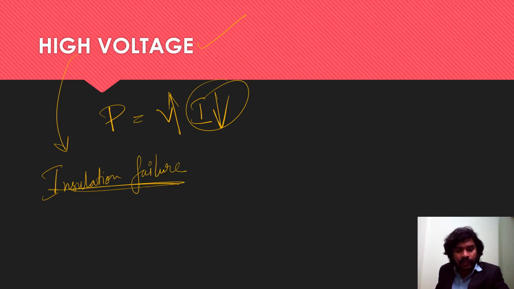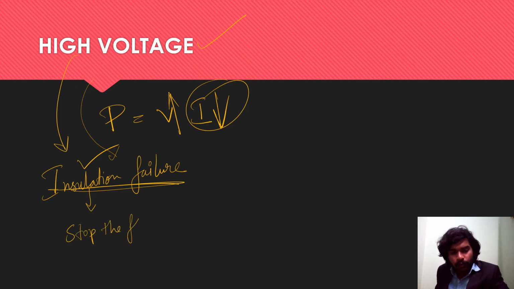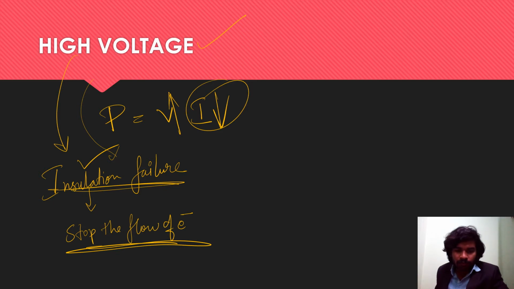Now I said that under low voltage also insulation is failing. Now why under high voltage also will insulation be failing? See, in fact, the purpose of insulation is to stop the flow of electrons. Everybody will accept this definition. In order to stop the flow of electrons, it actually has to stop the force which moves the electron, isn't it?